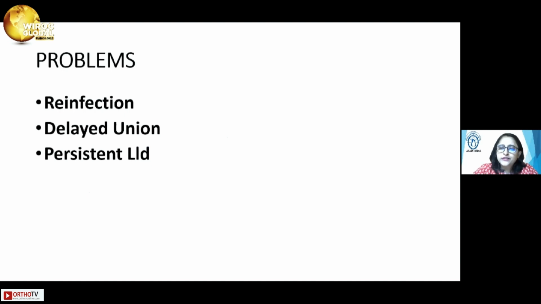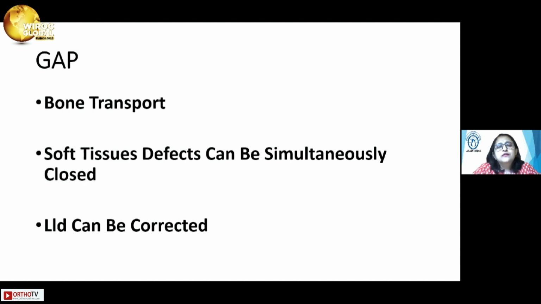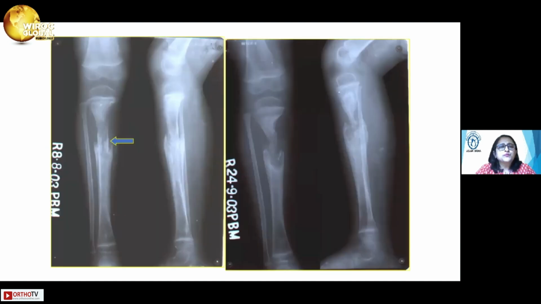The other modalities of treating gap have few problems, like there is always a risk of reinfection, delayed union, or even persistent limb-length discrepancy. Whereas in bone transport, along with bone gap, you can even deal with the soft tissue gap. The soft tissue defects close simultaneously. Limb-length discrepancy can be corrected. Even the deformities, if they are there, can be corrected. So I prefer bone transport.